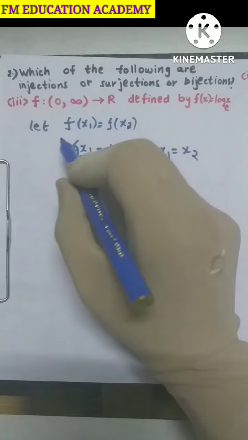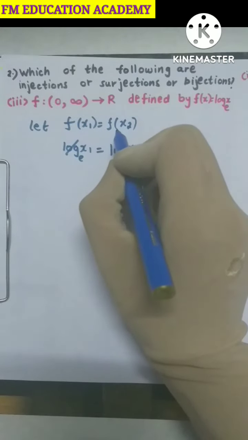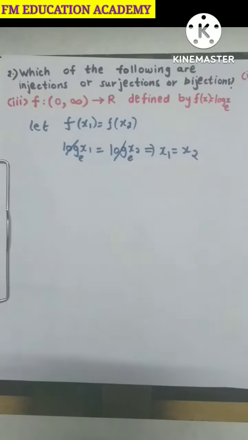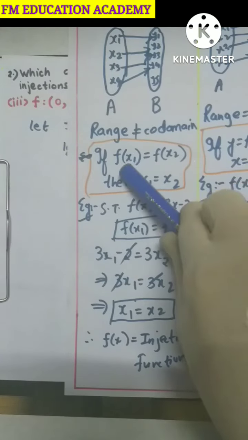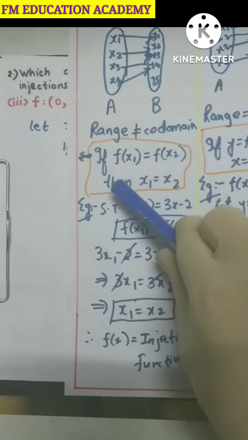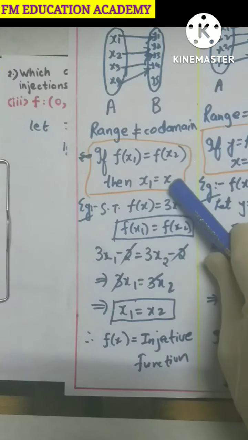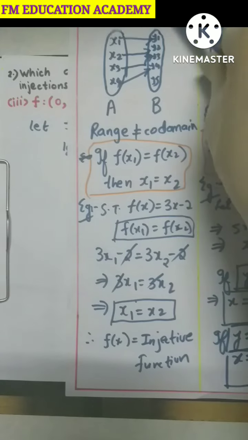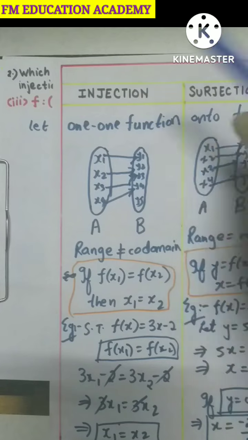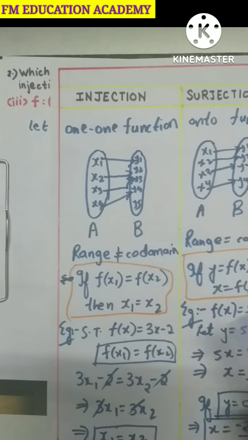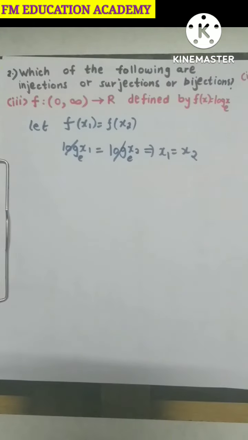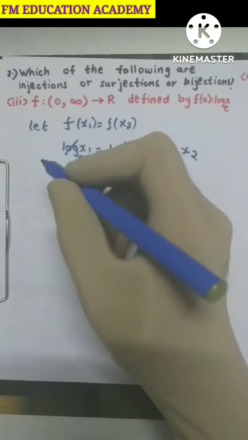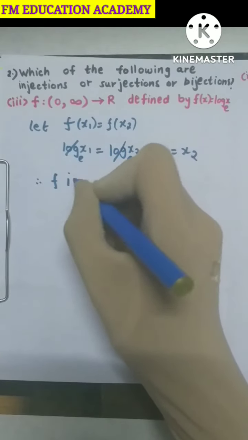So when we had assumed f of x1 is equal to f of x2, we got x1 is equal to x2. Remember, the condition for injection is that we have to let f of x1 is equal to f of x2, and if we get x1 equal to x2, then we can say that it is an injection, or one-one function. If x1 will not be equal to x2, then it will not be an injection. Now we know that since x1 is equal to x2, f is an injection.